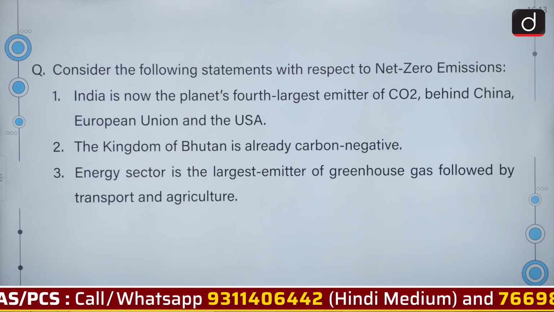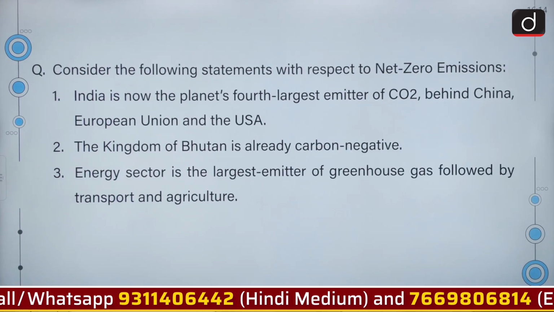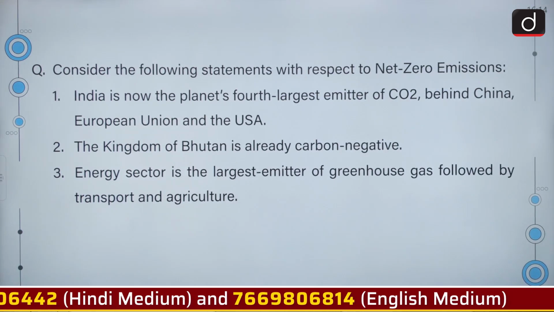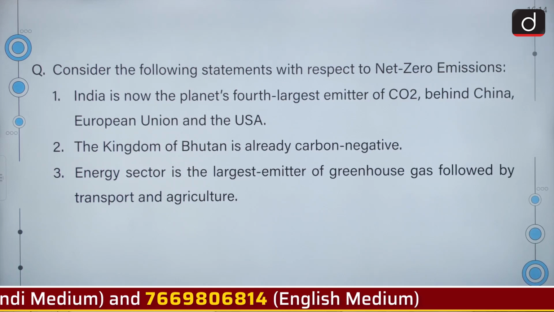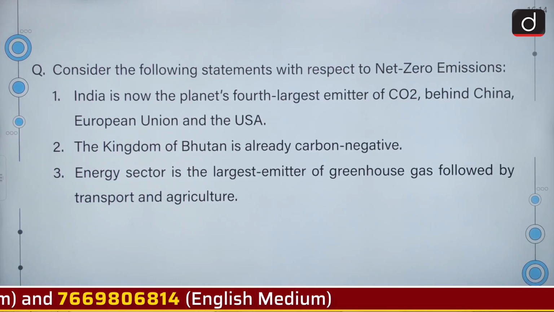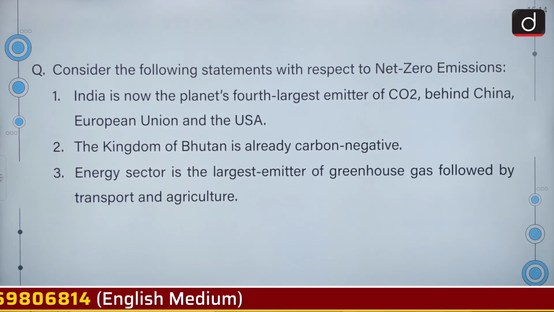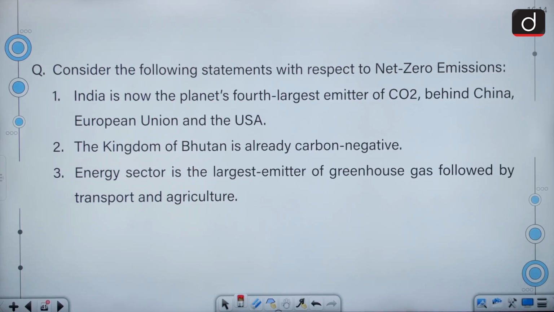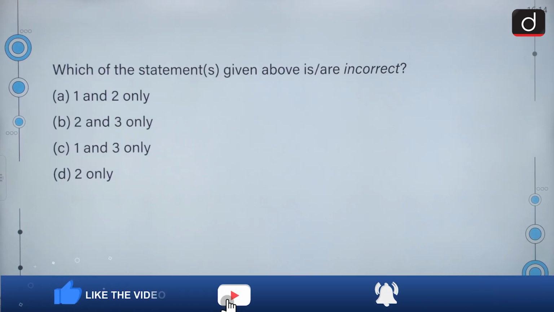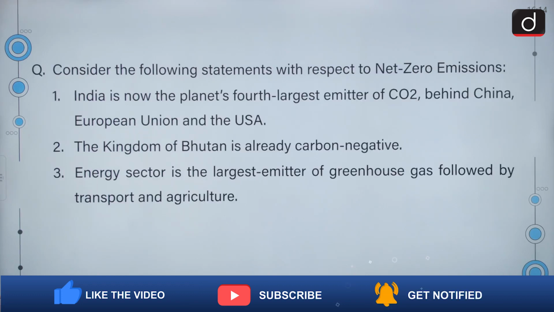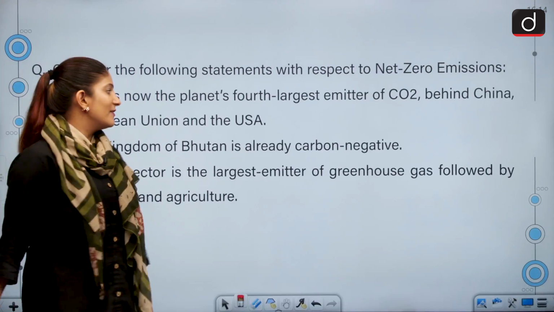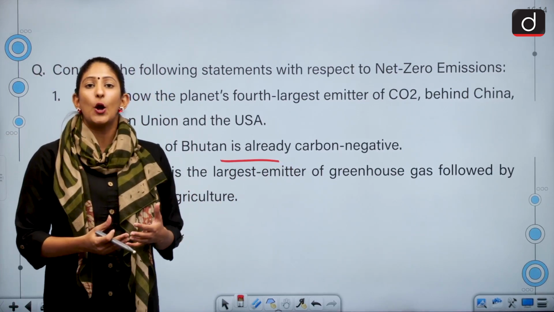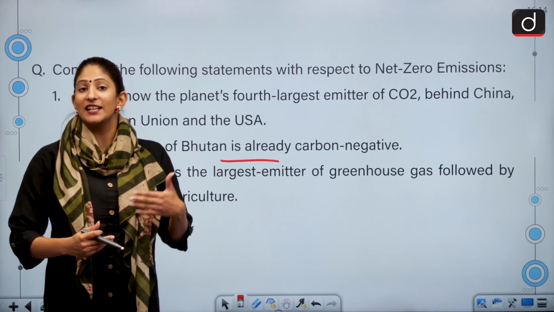Moving on, consider the following statements with respect to net zero emissions. India is now the planet's 4th largest emitter of CO2 behind China and the European Union and the US. The Kingdom of Bhutan is already carbon negative, and the energy sector is the largest emitter of greenhouse gas, followed by transport and agriculture. So we have to select the incorrect statement. The Kingdom of Bhutan, yes, it's a carbon negative state. That means it absorbs more carbon than it emits.